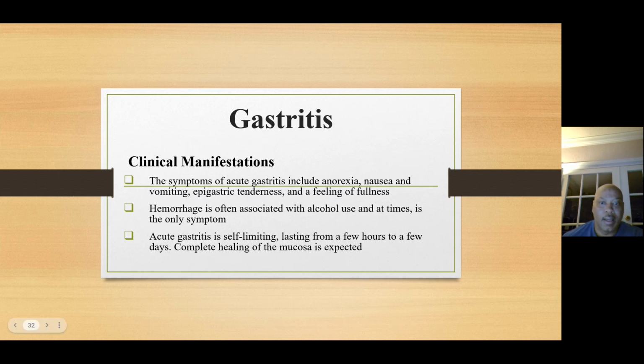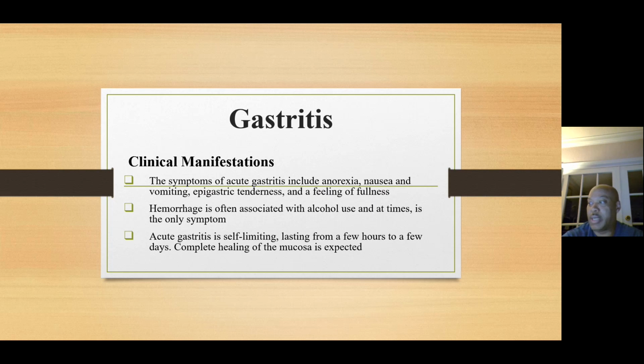All right, so let's take a look at some of the clinical manifestations of gastritis. The symptoms of acute gastritis include anorexia, nausea, vomiting, epigastric tenderness, and also feeling fullness. Hemorrhage is often associated with alcohol use, and at times it might be the only symptom. And this is the one that we again really want to keep an eye on.